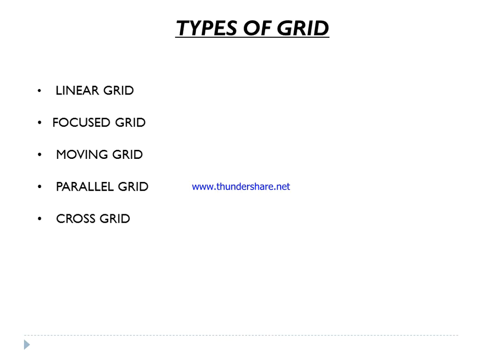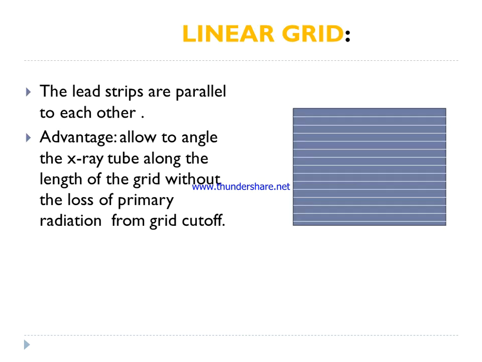There are 5 types of grid: linear grid, focused grid, moving grid, parallel grid, and cross grid. In case of a linear grid, lead strips are arranged parallel to each other, and it allows angling of the X-ray tube along the length of the grid without loss of primary radiation from grid cutoff.